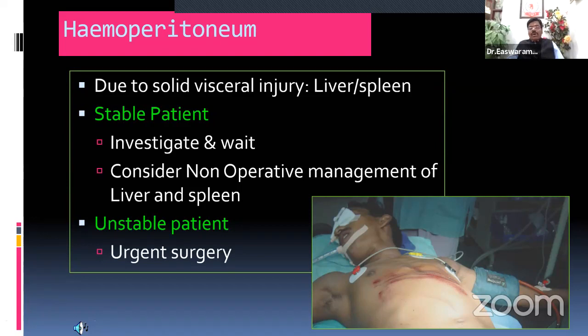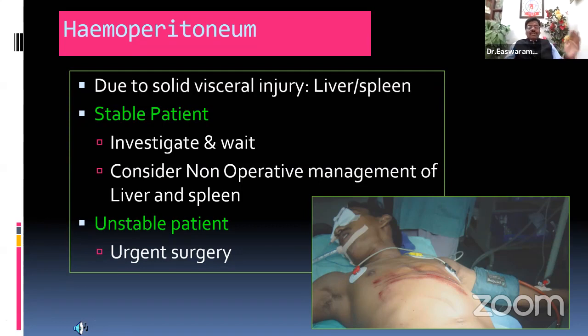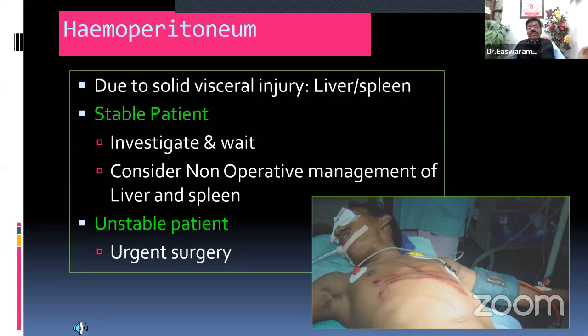Why? Because you can't remove a liver. All of us know, the liver has to be sutured. What about the spleen? Spleen also is better preserved, especially in a child with a splenic injury. That is called non-operative management of the spleen. What about adults? In adults also, we try to preserve the spleen if possible.